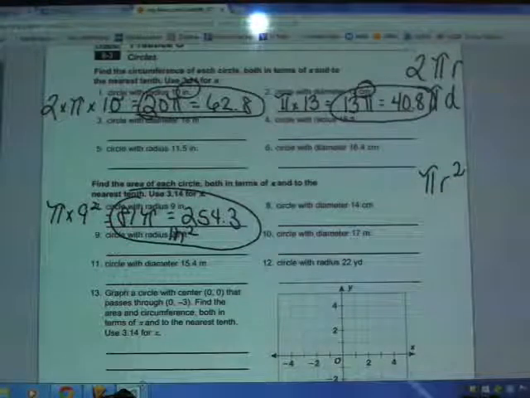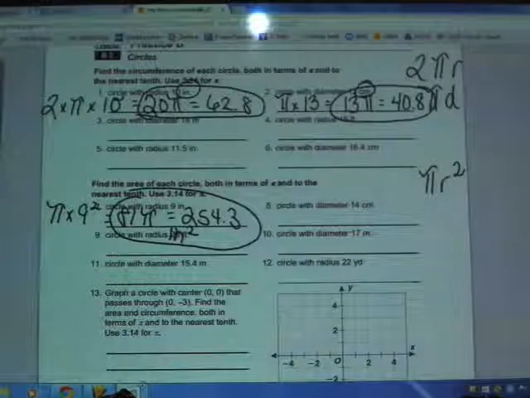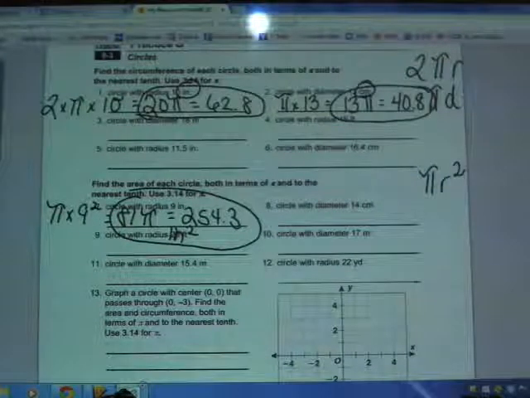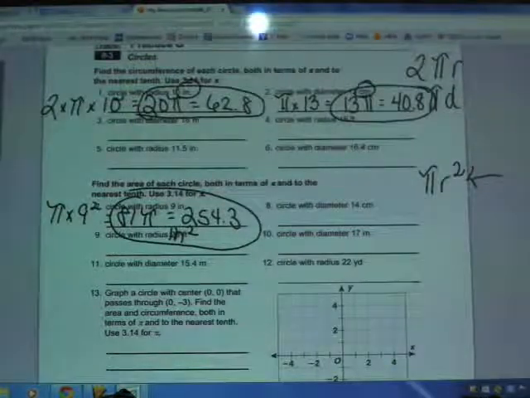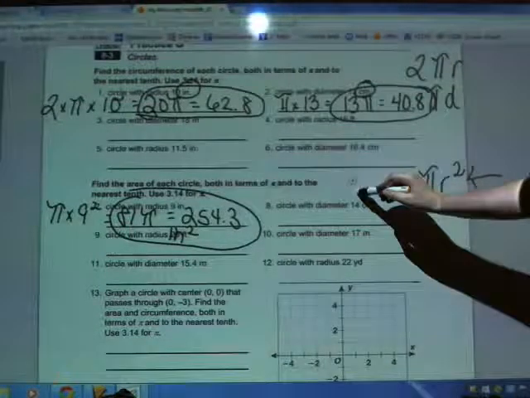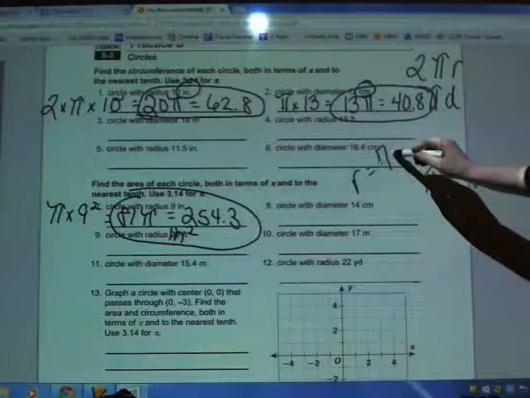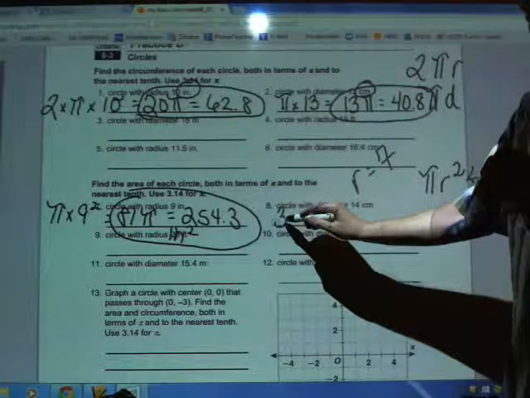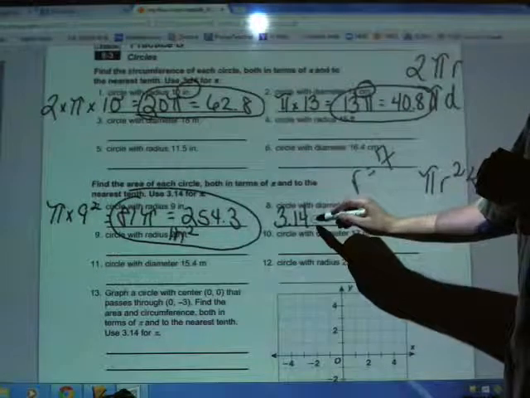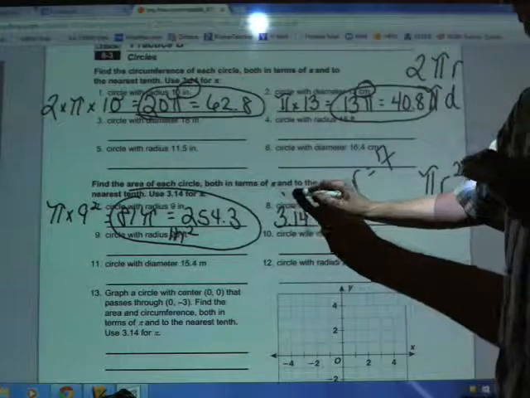All right, if we take a look at number 8 then, they gave us the diameter here. So since this formula doesn't account for diameter like we had the option of up here, first thing we want to do is cut this in half. So the diameter is 14, the radius is 7. So this is 3.14 times 7 squared, or pi times 7 squared, whatever you want to say.